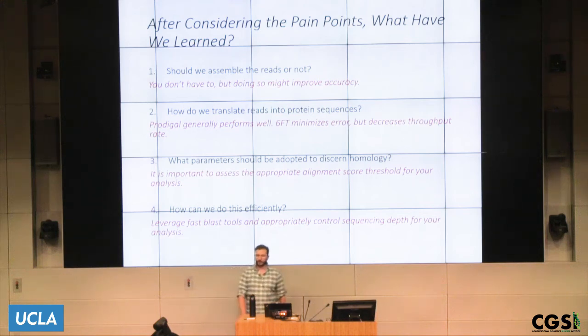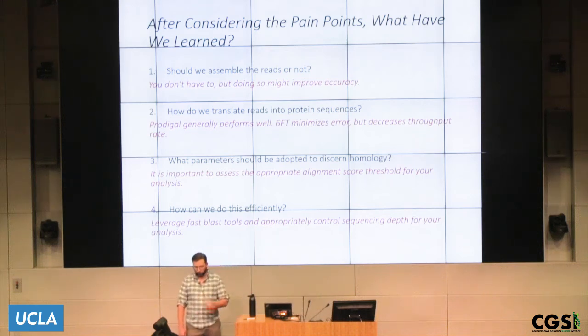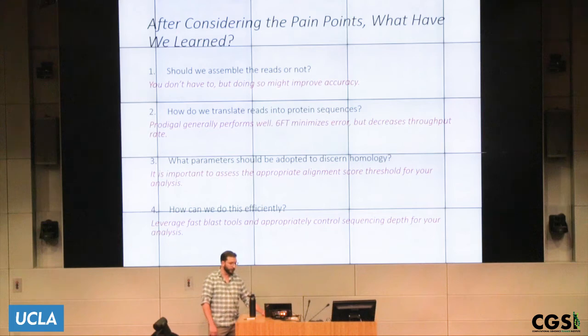And what parameters should we adopt to discern homology? Well, it's at least important that we assess the appropriate alignment score thresholds for our analyses, and there are probably other parameters that we could discuss at length as well if you're interested. But this is definitely something that should be intimately considered and not just pulled out of a hat. And then how can we do this efficiently? Well, in addition to leveraging fast BLAST tools like Diamond or RapSearch2, you might appropriately control for the sequencing depth in your analysis depending on the specific question you have in mind.